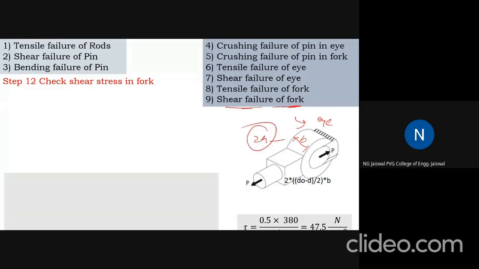Therefore, this replacement of D by 2A will be the figure. Again, 2 will get cancelled. Remaining is DO minus D into 2A. That becomes our area under failure. Same thing is written here.